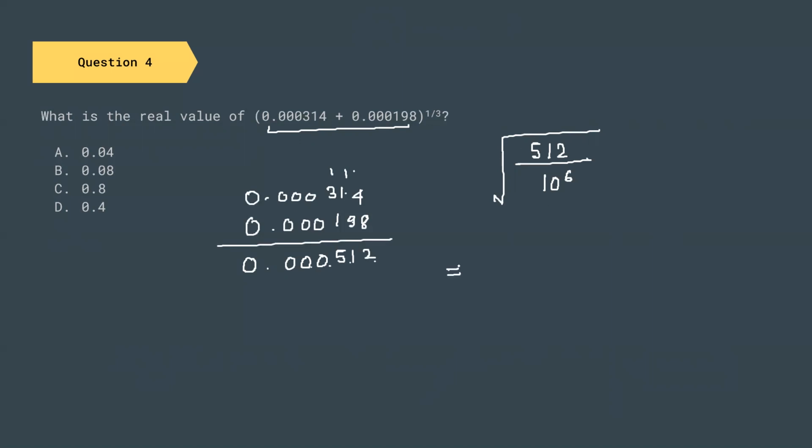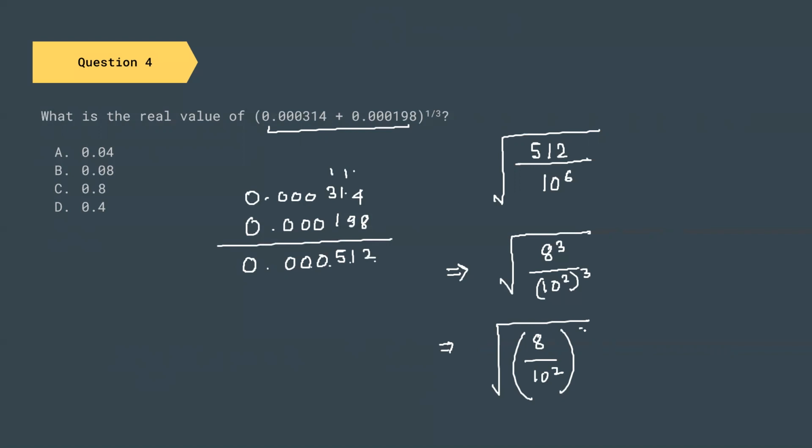So now we know that 512 means 8 cube. So this will be 8 cube divided by 10 square cube. So in a simplified equation, we can write 8 by 10 square whole cube, and this is the cube root.